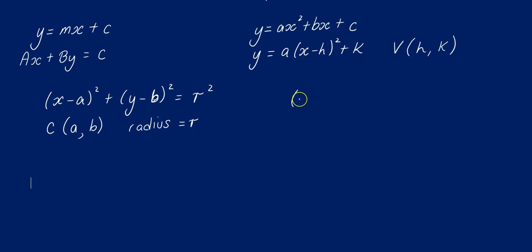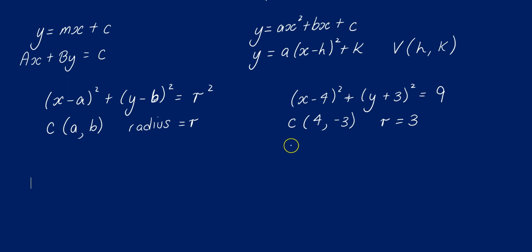Let's say we are given an equation where it's (x take 4) squared plus (y plus 3) squared equals 9. We can say straight away that the center is 4, so reverse the sign, and then negative 3 here. The center is (4, negative 3), and the radius, right, so this is r squared, which means r must be 3.